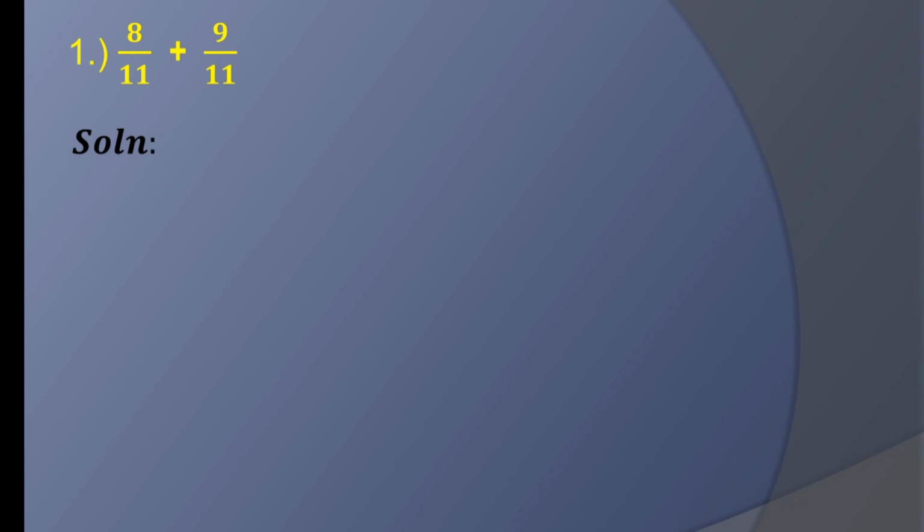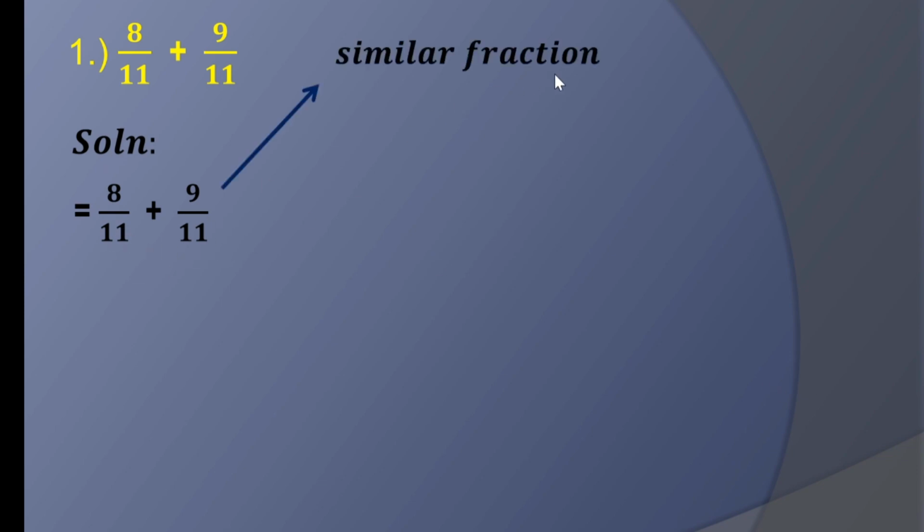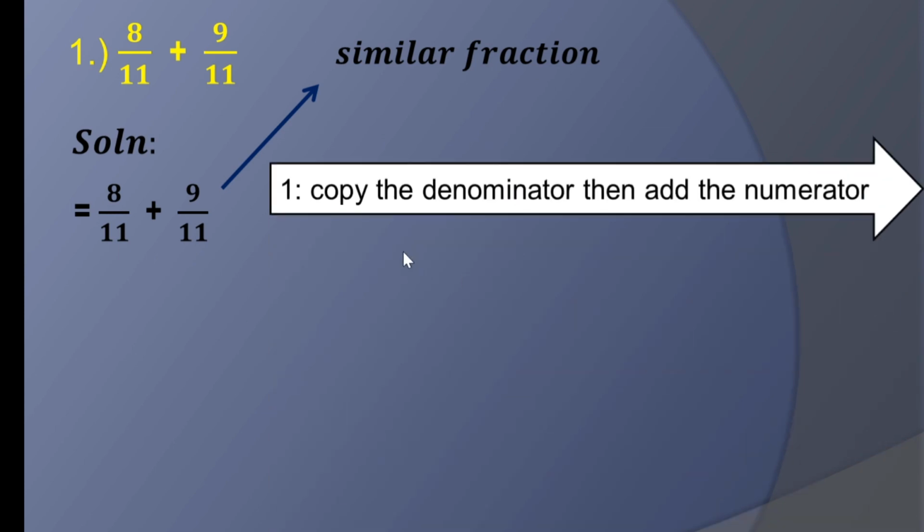Let us start with the basic problem. Number 1, 8 over 11 plus 9 over 11. As you observe, the denominators are the same, so we call it similar fractions. When we solve similar fractions, just follow this basic step. Copy the denominator, then add the numerators.